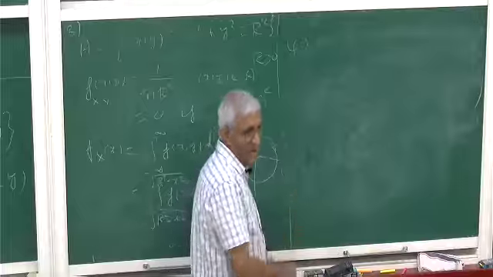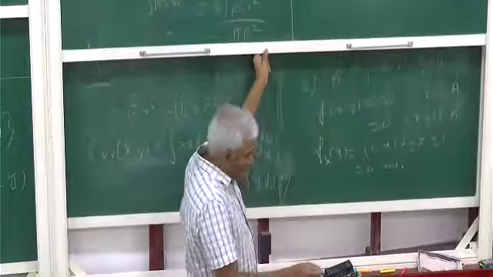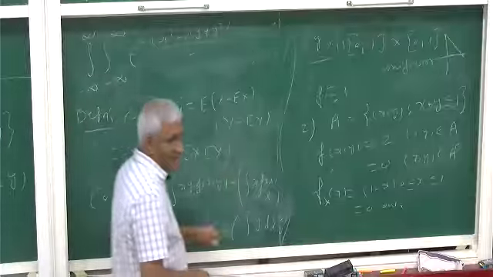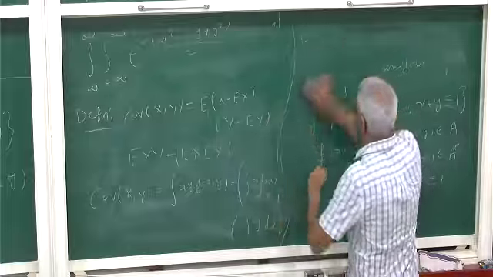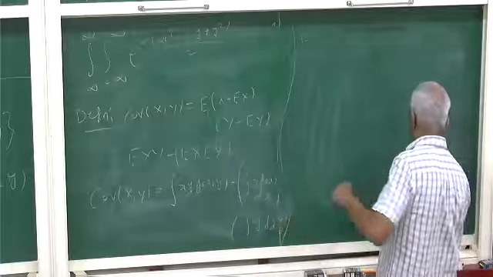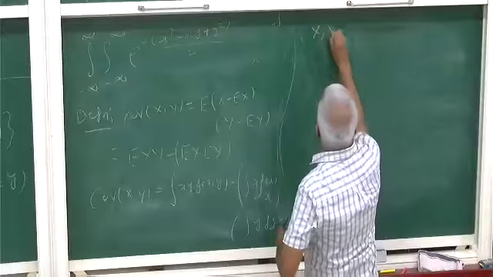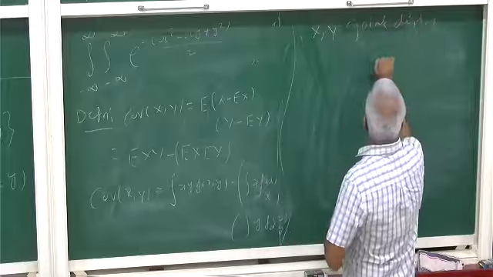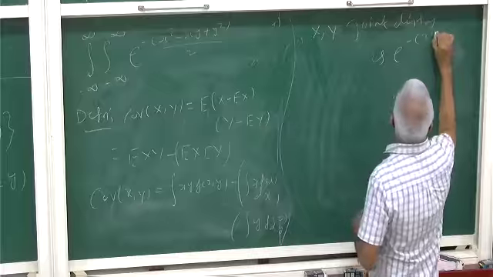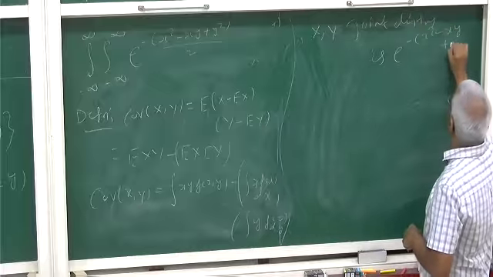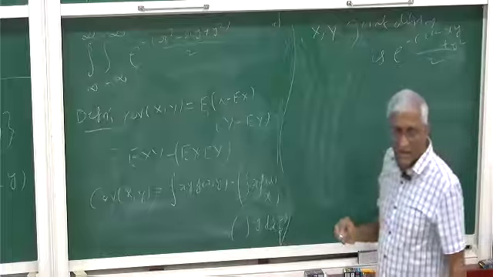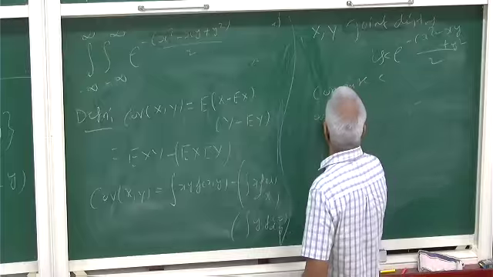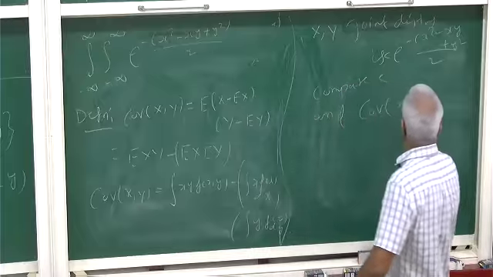I have some time, so I will give you a quiz of computing this. It's not compulsory. Let the joint distribution of xy be C times e power minus (x square minus xy plus y square) divided by 2. Compute C and the covariance of xy.